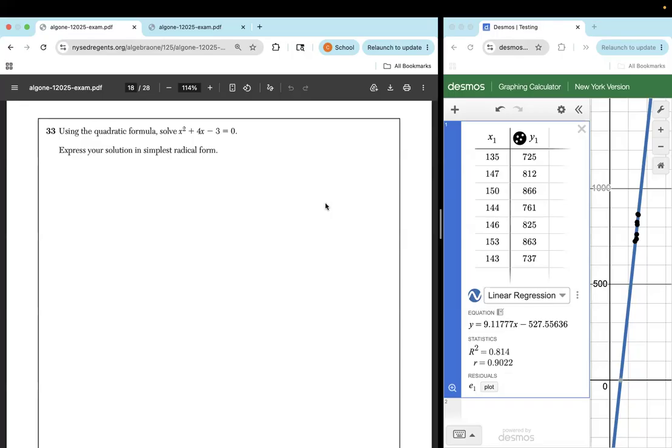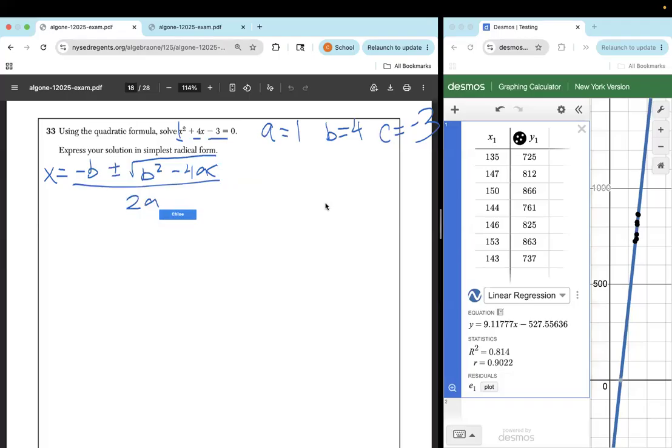Okay, so let's first identify A, B, and C. A is 1, because it's like 1x squared. B is 4, and C is -3. Those are my coefficients, and that is my constant term. Now I'm going to use the quadratic formula. X equals -b plus or minus square root b squared minus 4ac all over 2a. Now, whenever you substitute a number into the formula, use parentheses. This will help you avoid making mistakes with the signs.